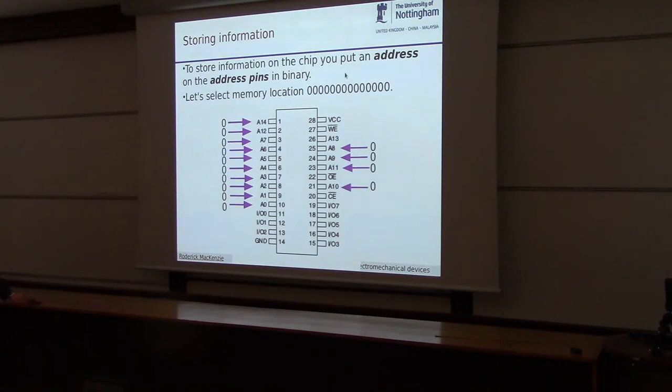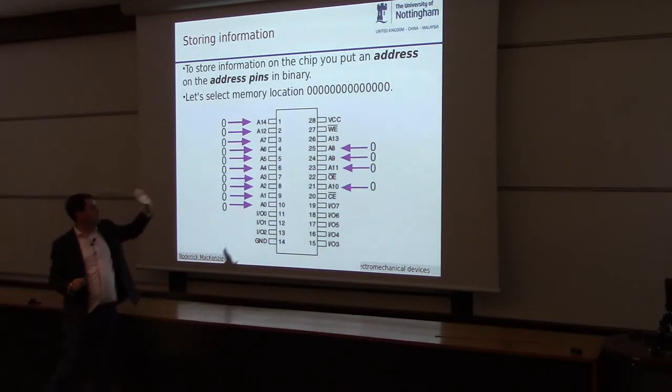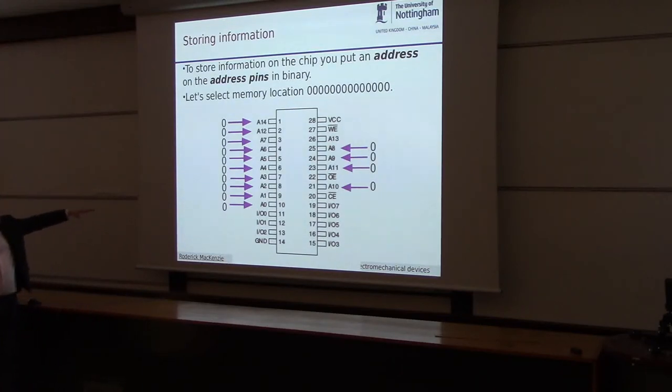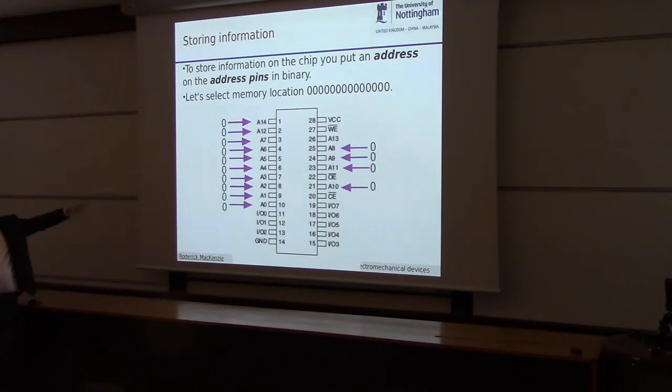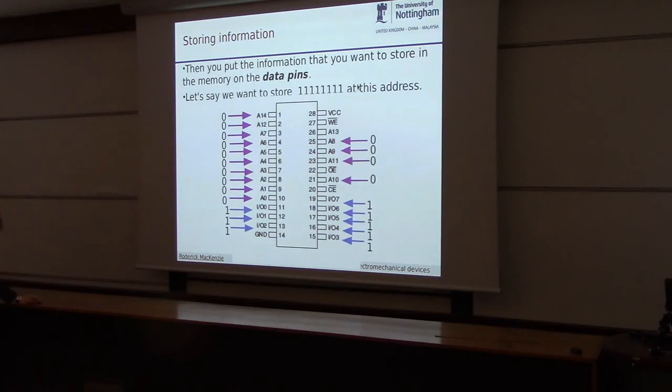Now, this is how you store information in a computer chip. This is all there is to it, and it's literally three slides. So if I wanted to store some data in location 0000000 of this chip, all I'd do is put 0 volts on all the address pins. So that's a big long binary number of zero. Then all I do is I put the data I want to store on the data pins. So in this case, I want to store 1111111 in the data pins.